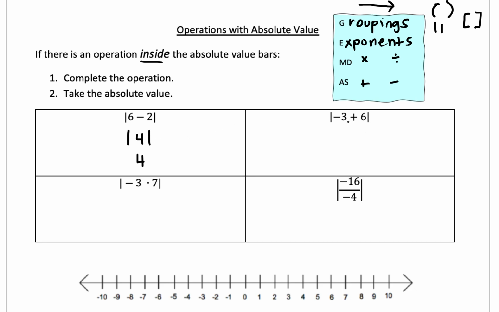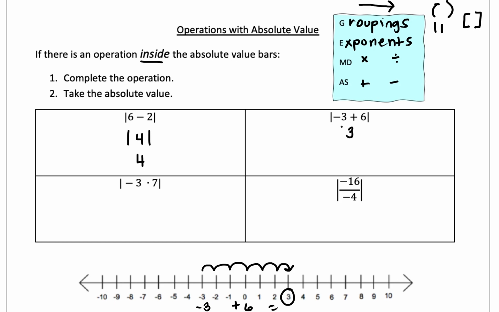In my next example, I have the absolute value of negative 3 plus 6. So to do this operation inside, I'm going to start at negative 3 on my number line. And because I'm adding 6, I'm going to count 6 spaces to the right. And that means that negative 3 plus 6 is going to equal positive 3.